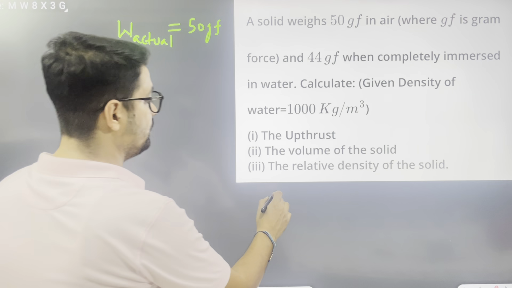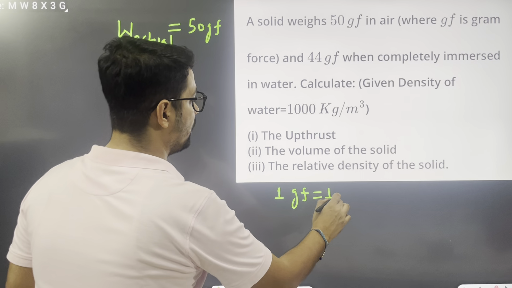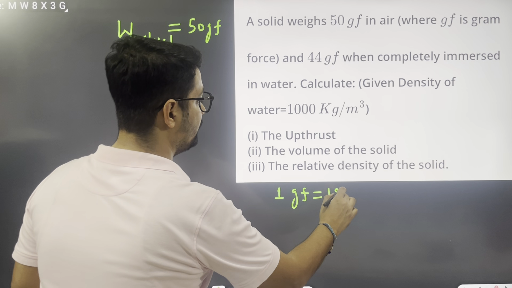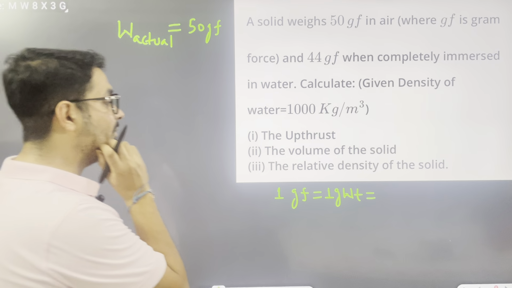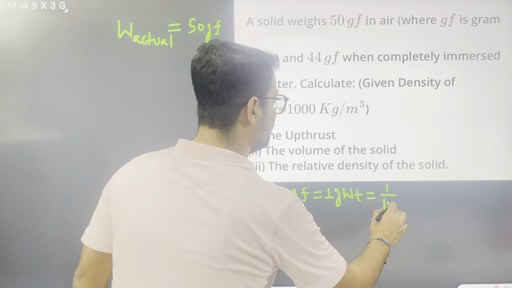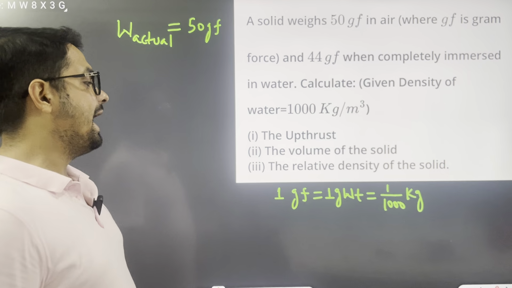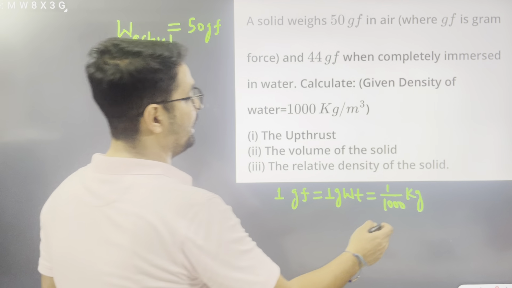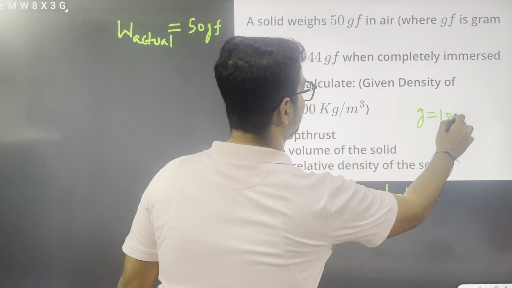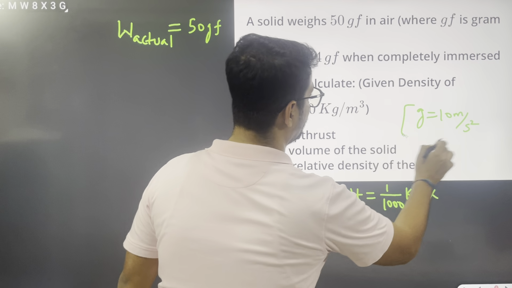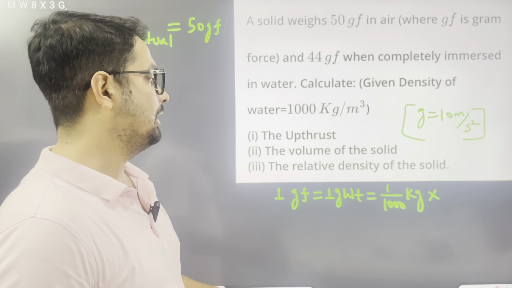So just try to understand. 1 gram force means the weight of 1 gram mass. 1 gram means 1 by 1000 kg, and 9.8 I can write. If you want to take the g value here, I consider g as 10 meter per second square. If it is not given, you should always take 9.8, but here I consider it 10 meter per second square to make our calculation easier.